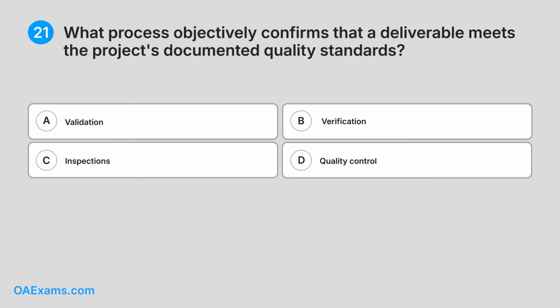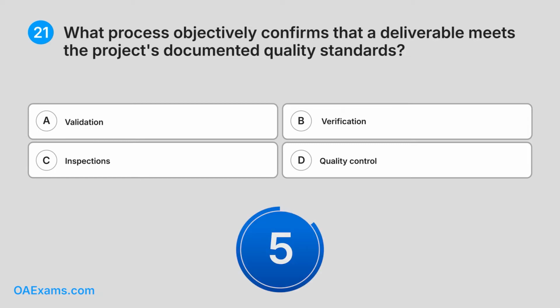21. What process objectively confirms that a deliverable meets the project's documented quality standards? A. Validation. B. Verification. C. Inspections. D. Quality control. Can you guess the answer?